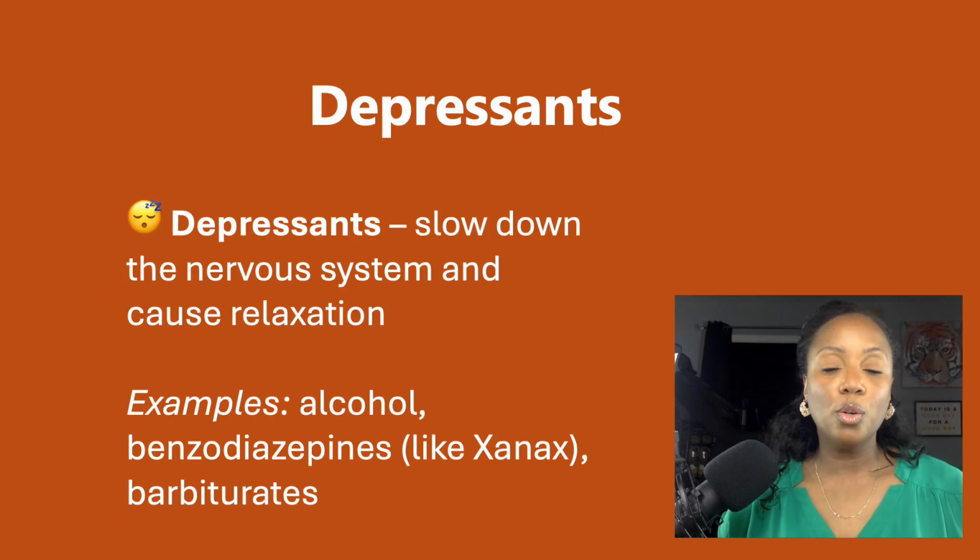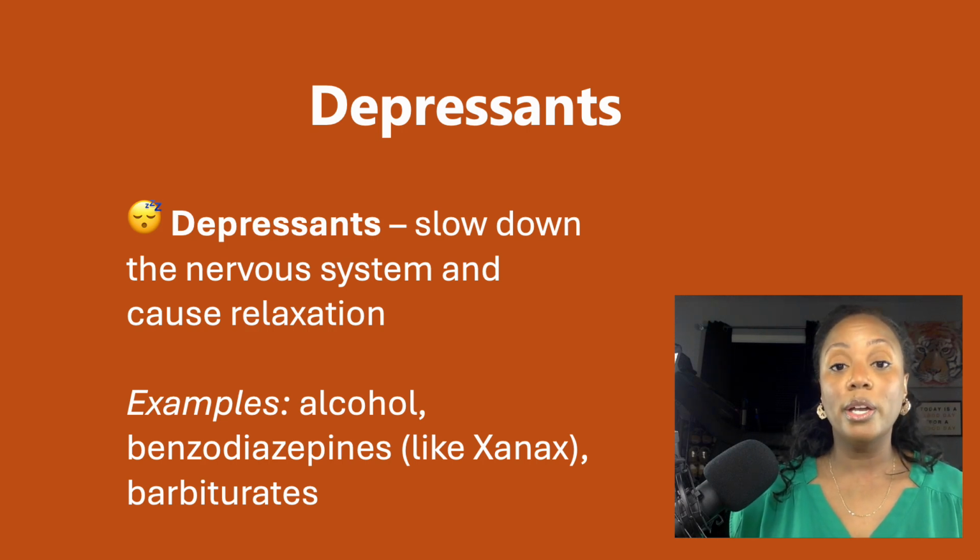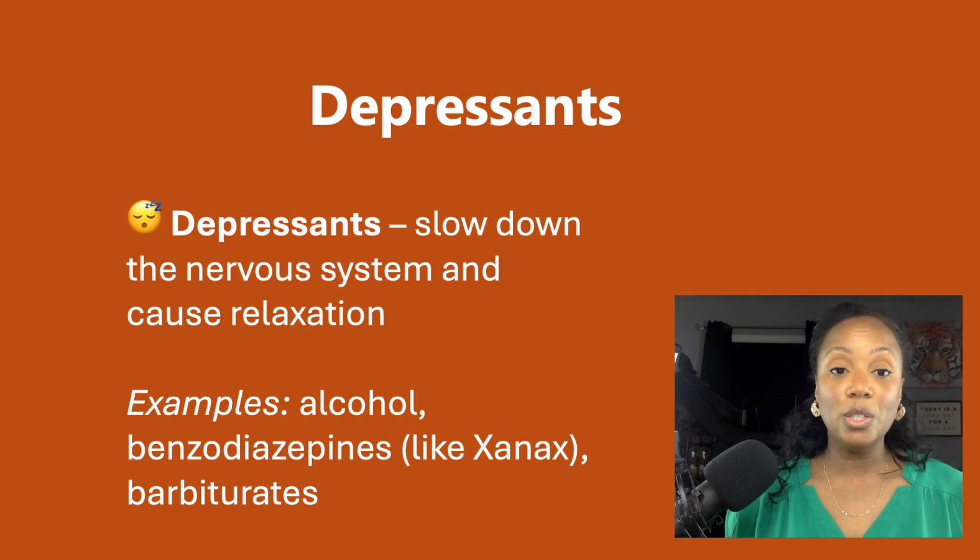Let's look at drug category 2, depressants. These drugs slow down the nervous system and cause relaxation or drowsiness. They're often used to reduce anxiety or help people sleep, but in high doses can cause seriously slow breathing and decrease heart rate. Some of the most common examples you'll see on addiction exams are alcohol, Xanax, and barbiturates.